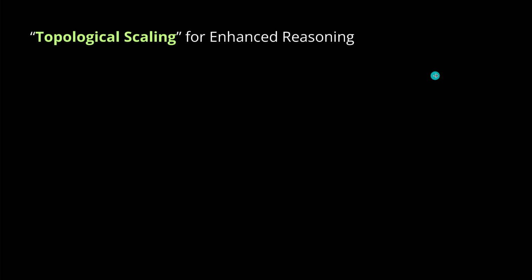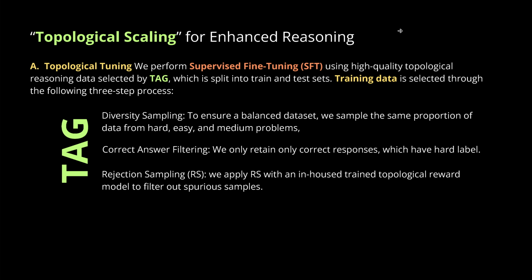So CMU came back and says, for enhanced reasoning, we do now a topological scaling. And you would say, hey, finally, some new marketing terms. Isn't this beautiful? And here another marketing term. And we start with a topological tuning. So Carnegie Mellon tells us, we perform the classical supervised fine-tuning using a high-quality topological reasoning data set, selected now by, careful, another marketing slogan, TAG. And we split the training data into the training data set and the test data set and evaluation data set and whatever you like.